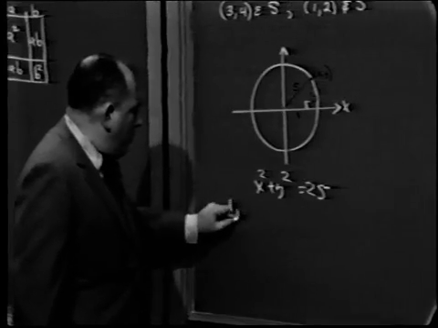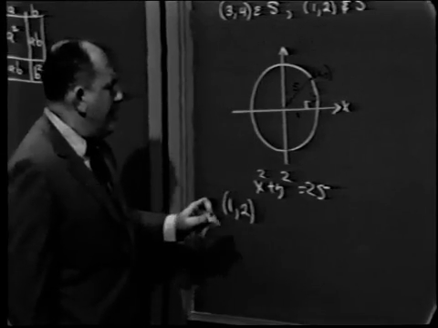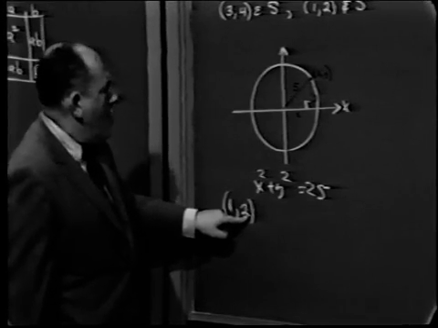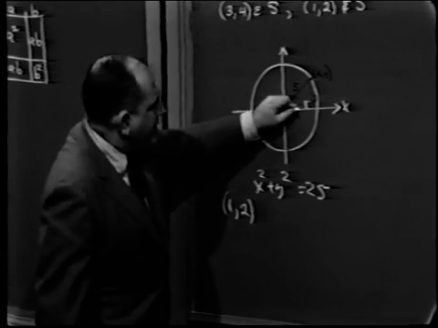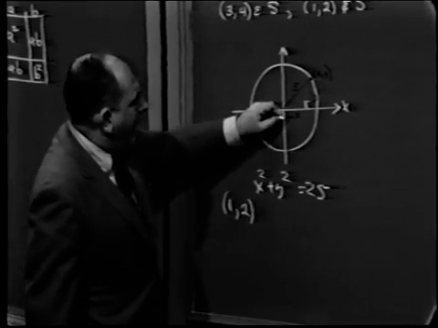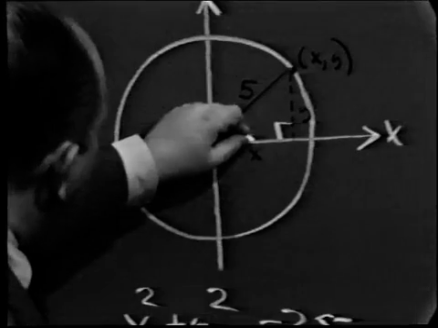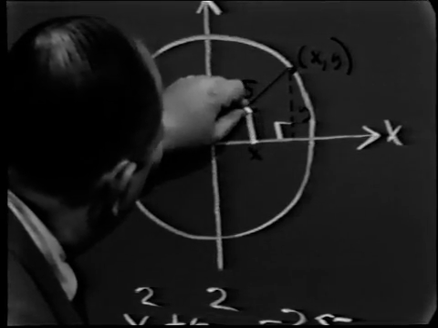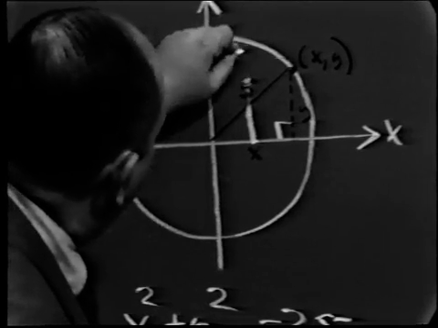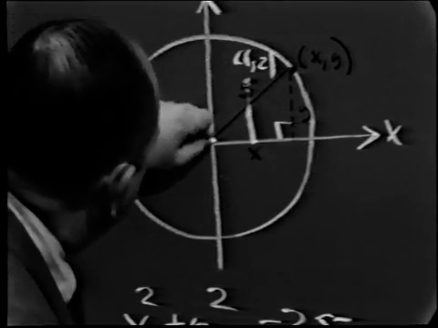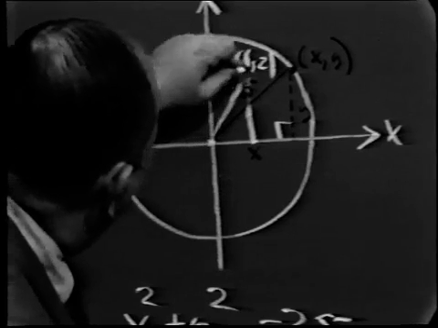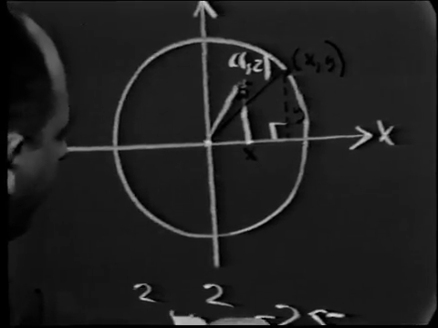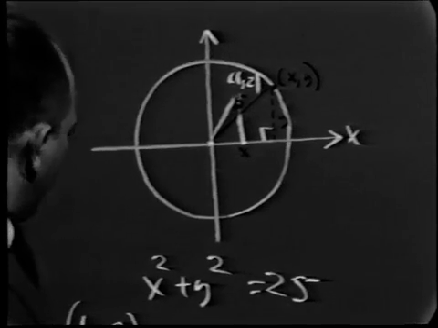Let's return to our point (1, 2), which we saw didn't belong to S. Well, look at this. Where would (1, 2) be? (1, 2) would be inside the circle. Why is that? Because, you see, if we take the point (1, 2), notice that the distance from the origin to the point (1, 2) is less than 5. In other words, the distance is less than 5, so the square of the distance is less than 25.